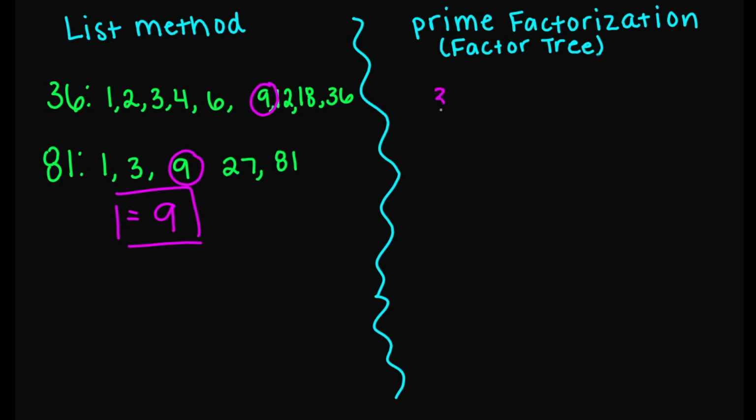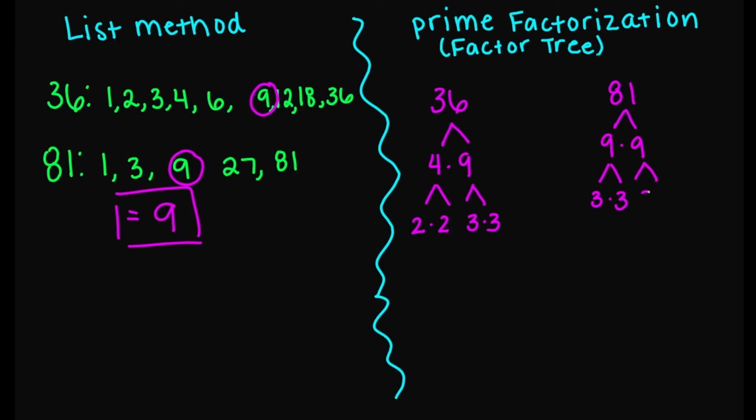Now let's go ahead and try the factor tree. We can use 4 times 9. That's going to give us 36. I can factor my 4 into 2 times 2 and my 9 into 3 times 3. For my 81, we have 9 times 9. I can also factor my 9 into 3 times 3 and this other 9 into 3 times 3. Now let's go ahead and list these. So for my 36, we have 2 times 2 times 3 times 3. And for my 81, we have 3 times 3 times 3 times 3.